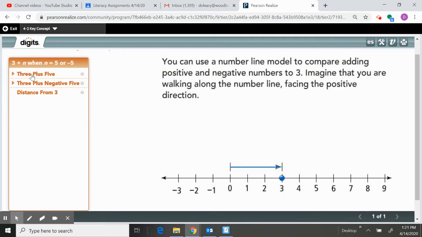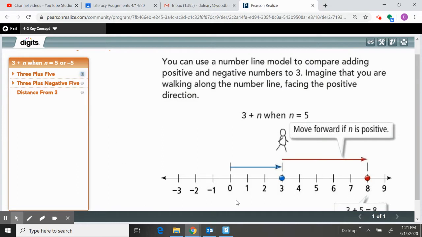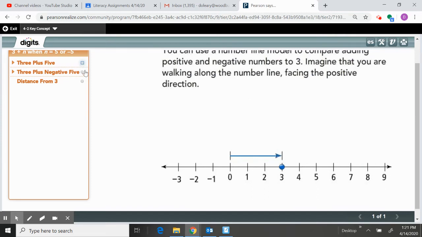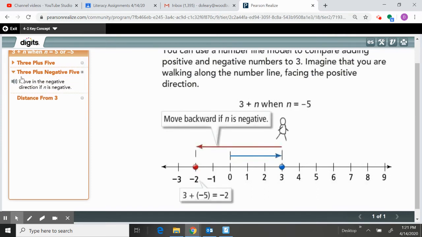So very simply, 3 plus 5 on the number line would look like this. 3 plus 5, and we all know, obviously, that would land us at 8. 3 plus 5 is 8. So if we're starting at 0, 3 plus 5 is 8. Well, you knew that already.